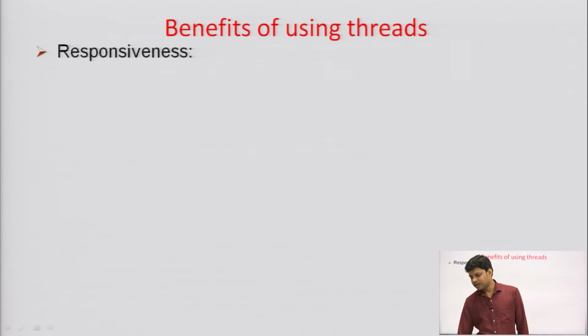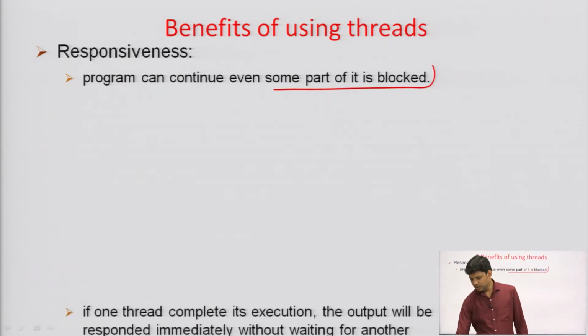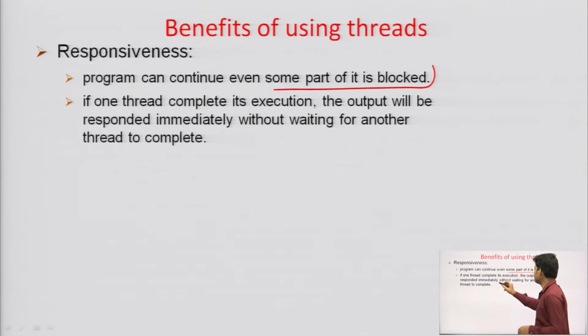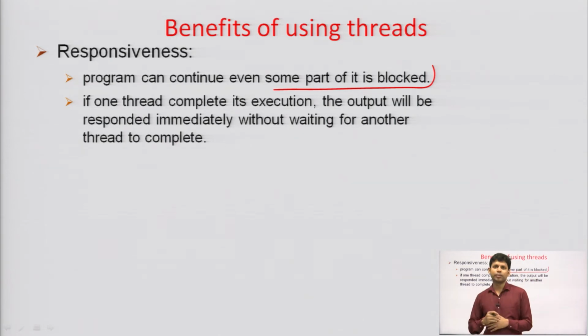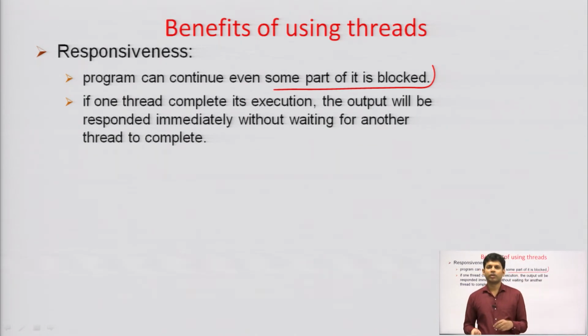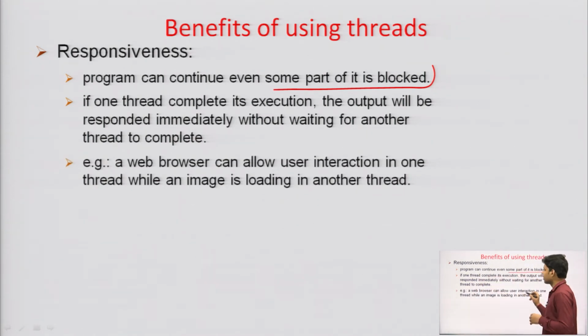Now let's see what the benefits of using threads are. First, it provides responsiveness. A program can continue even if some part of it is blocked. Next, if one thread completes its execution, the output will be responded immediately without waiting for another thread to complete, like we have seen in the example of the web server. For example, a web browser can allow user interaction in one thread while an image is loading in another thread.